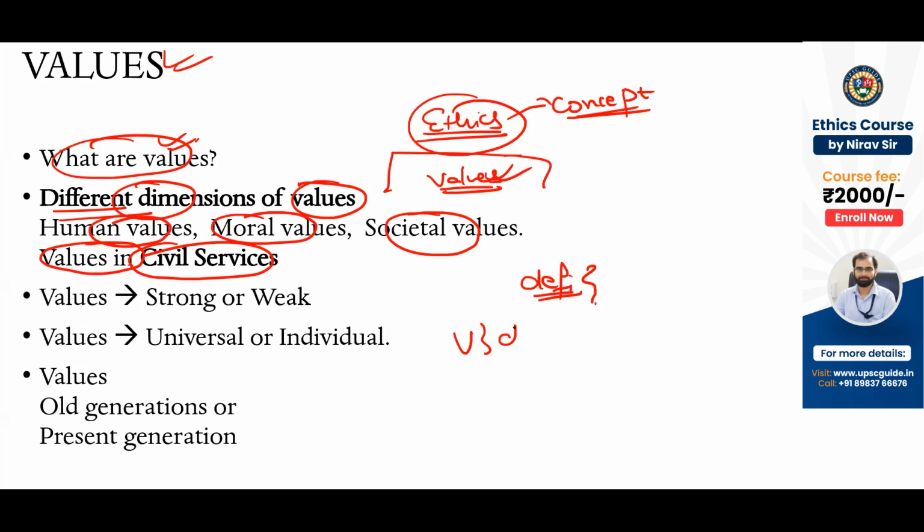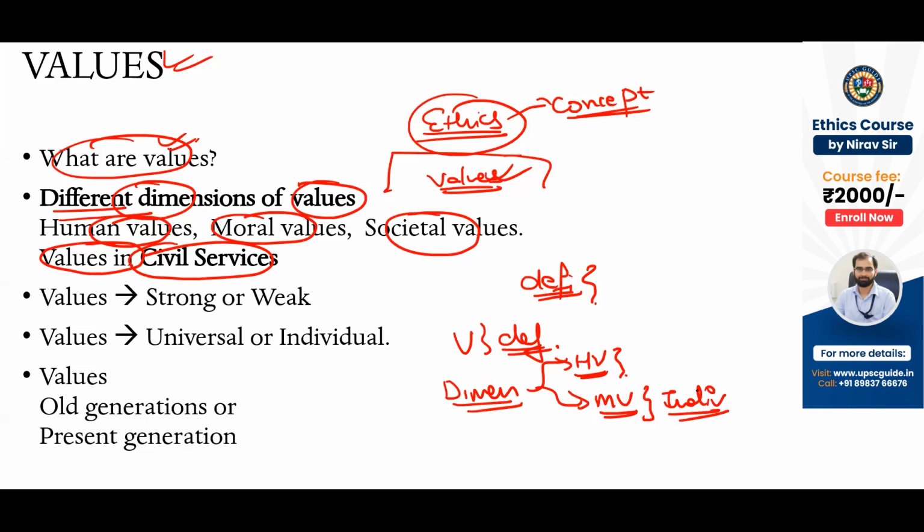So we saw the definition of values yesterday. Then today we have seen the different dimensions of values. Some are human values, which we'll study in the future course. Some are moral values. What did we see about moral values? The values at the individual level we call moral values. And then some are societal values, right? Societal values, yesterday I told you, are social norms, habits, then they become traditions, they become customs. These are the social values.